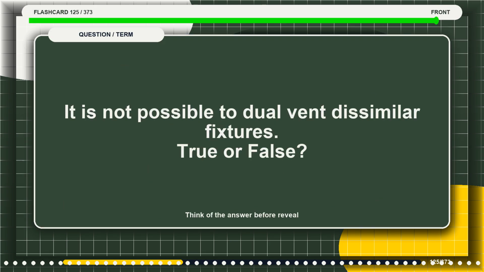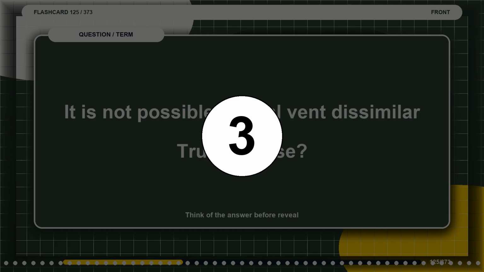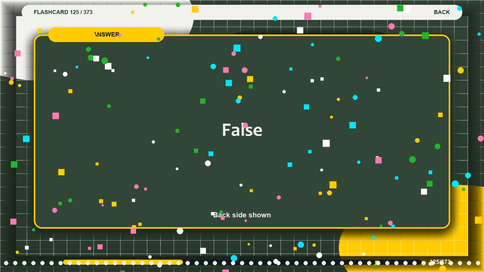Flashcard 125. It is not possible to dual vent dissimilar fixtures. True or false? Think of the answer before the reveal. The answer is false.